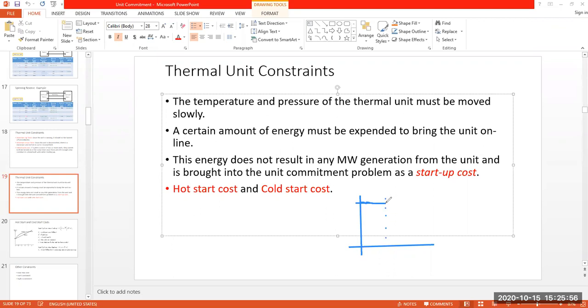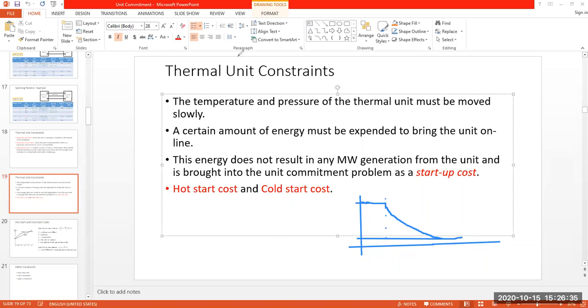Then you allow the unit to cool down, which of course takes some time. Let's say this is the ambient temperature. It is not zero, this is the temperature scale. Along this line is your ambient temperature, and your unit gets cooled down to this temperature. So what is the problem? The problem is that when you need this unit again, let's say the load has increased, you have to turn it on again.